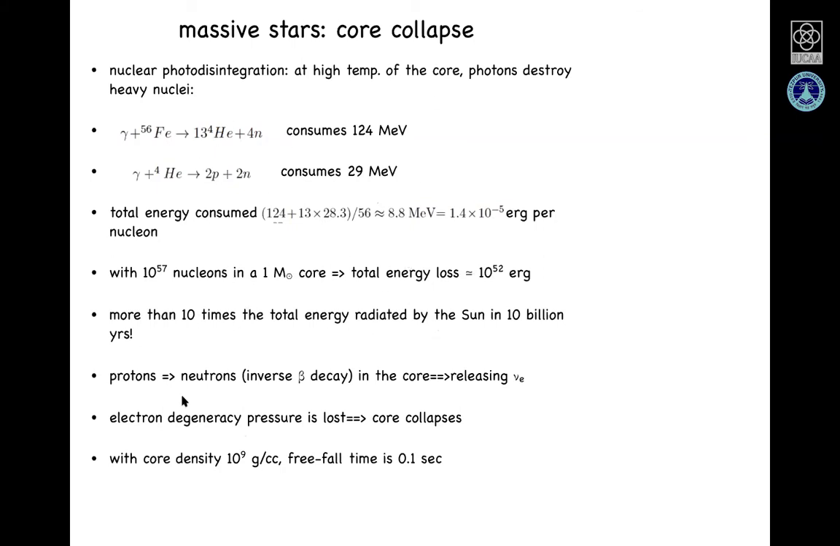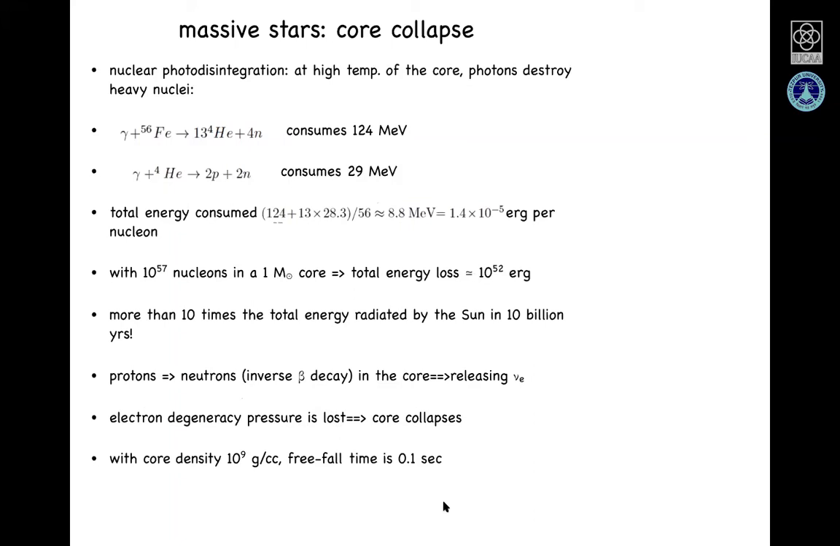Another process that is going to happen is the neutronization of the core. At this high density, the inverse beta decay is going to convert the protons into neutrons in the core and release electron neutrinos. So proton plus electron, right? And then that's going to produce a neutron. So electron degeneracy pressure is lost, whatever was holding it up, it's lost. So the core collapses, because first of all, of this huge amount of energy loss and the loss of pressure due to electron degeneracy pressure, the core collapses.